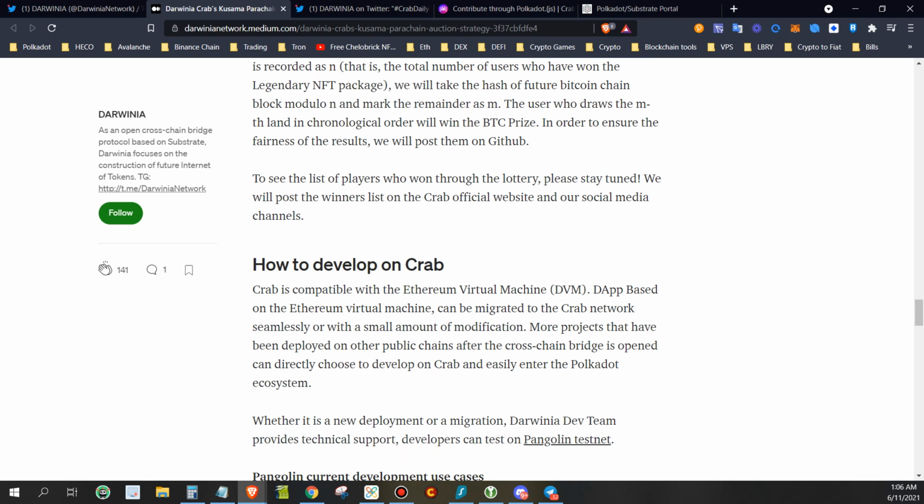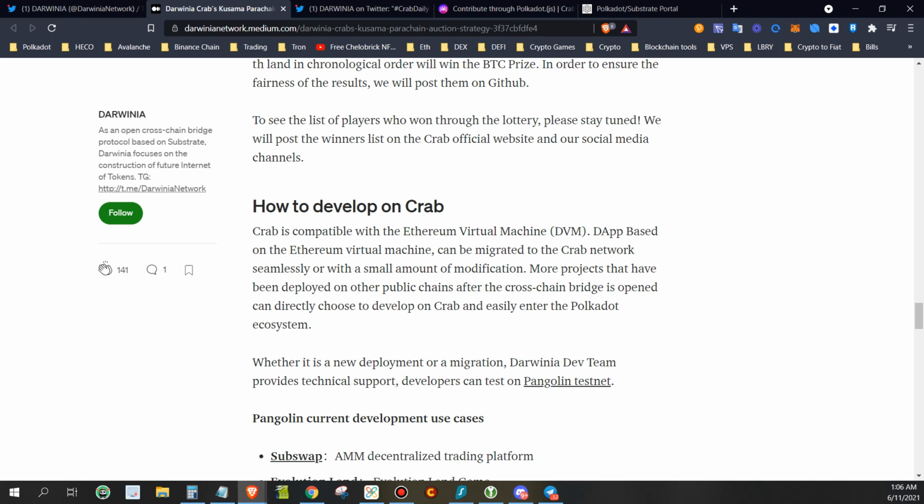How to develop on Crab. Crab is compatible with the Ethereum Virtual Machine, through DVM, which is the Darwinia Virtual Machine. Projects based on the Ethereum Virtual Machine can be migrated to the Crab Network seamlessly or with a small amount of modification. More projects have been deployed on other public chains. After the cross-chain bridge is open, developers can directly choose to develop on Crab and easily enter the Polkadot ecosystem.